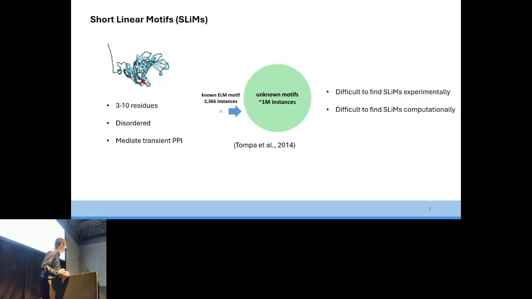Because they are in disordered regions, it's also hard to determine them experimentally. Methods like cryo-EM or affinity capture don't work optimally with transient interactions.